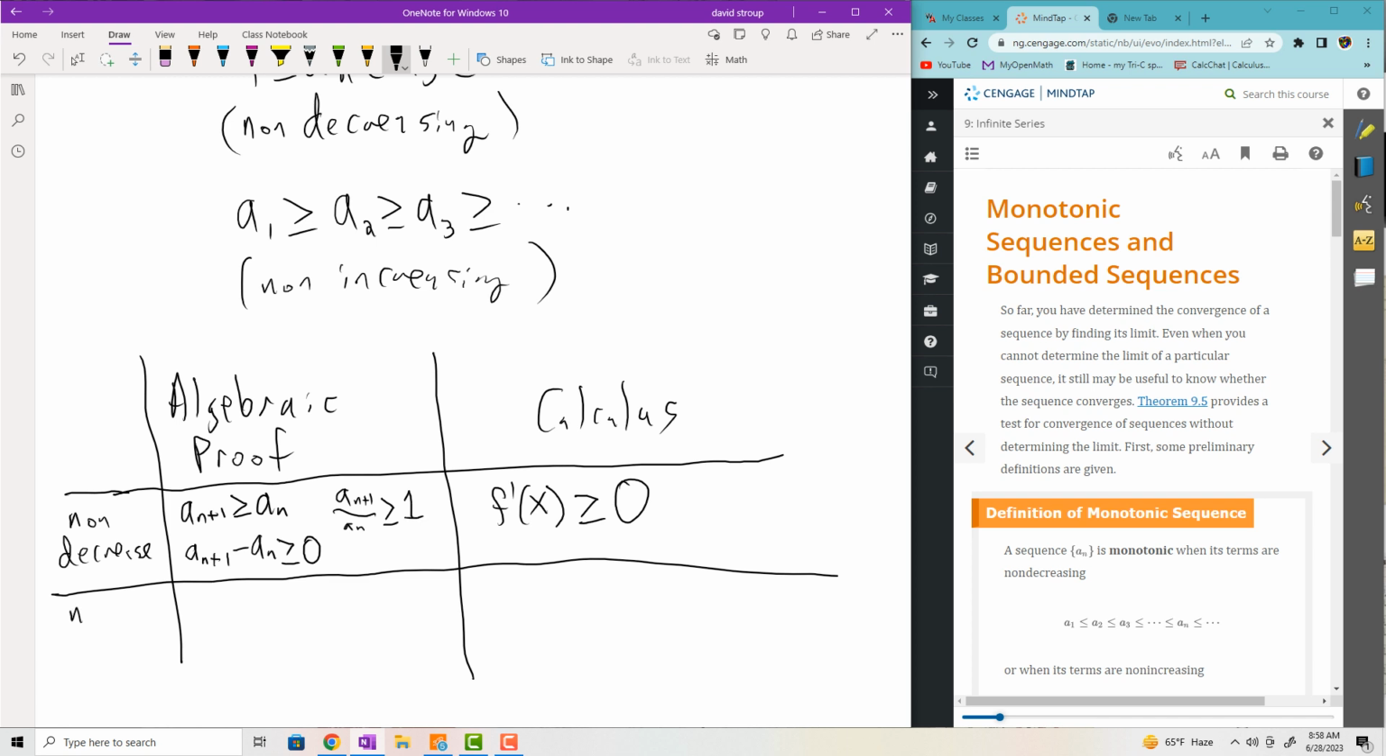Okay. And then for non-increase, that's where it's decreasing, so you want the derivative to be less than or equal to 0. And then you just reverse all the inequalities. So I want to show that a sub n plus 1 minus a sub n is less than or equal to 0, or show a sub n plus 1 over a sub n is less than or equal to 1.